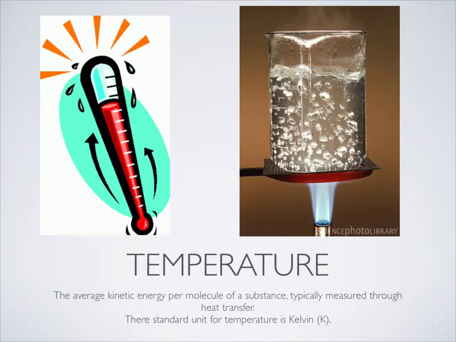The standard unit for temperature is a Kelvin, which is based on absolute zero. 0 Kelvin is absolute zero, whereas room temperature would be about 293 Kelvin. It's a big number to use, so that's why we use Celsius, and room temperature is about 20 degrees Celsius.